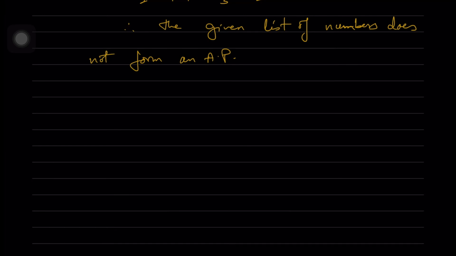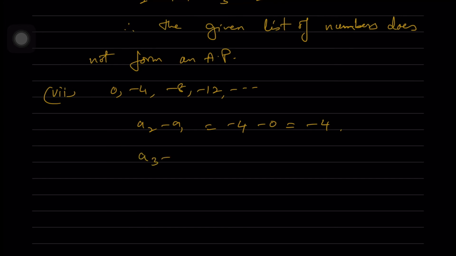So going into the next one, the seventh one: 0, minus 4, minus 8, minus 12 and so on. a2 minus a1 is equal to minus 4 minus 0, which is equal to minus 4. a3 minus a2 is equal to minus 8 minus of minus 4, which is equal to minus 8 plus 4, which is equal to minus 4.